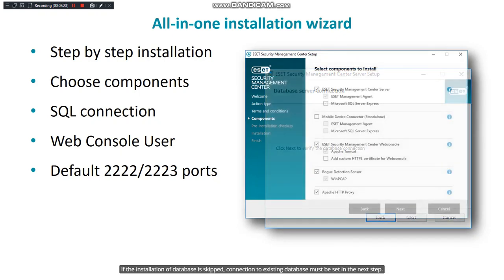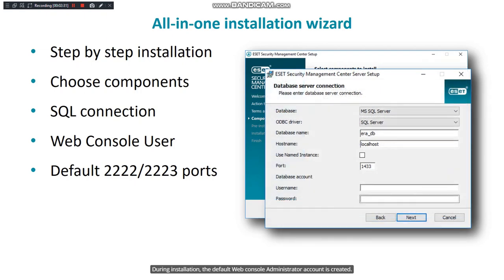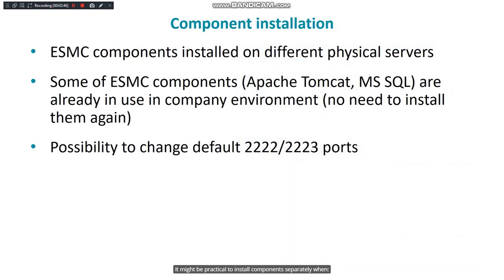If the installation of database is skipped, connection to existing database must be set in the next step. During installation, the default Web Console Administrator account is created. When using all-in-one installation wizard, the default communication ports can't be modified during installation. It might be practical to install components separately when ESMC components are installed on different physical servers.